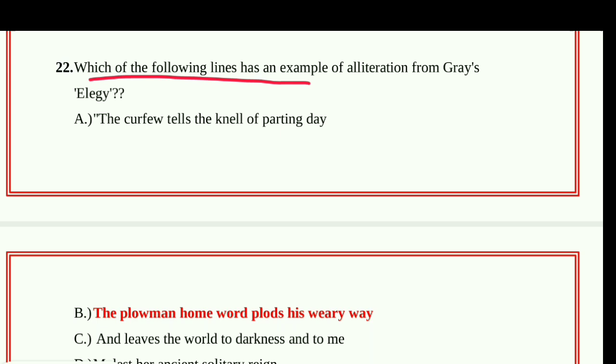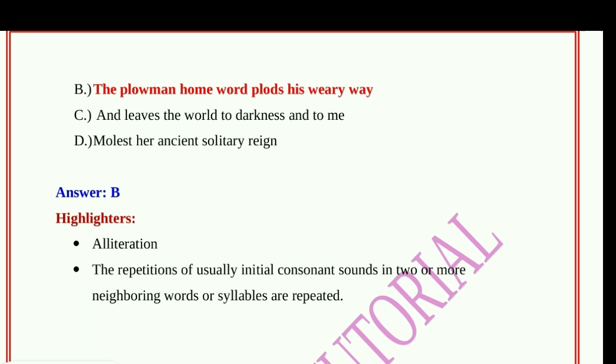Question number 22. Which of the following lines has an example of alliteration from Gray's elegy? Option A, the curfew tolls the knell of parting day. Option B, the ploughman homeward plods his weary way. Option C, and leaves the world to darkness and to me. Option D, molest her ancient solitary reign. Here, option B is the correct answer. The ploughman homeward plods his weary way.